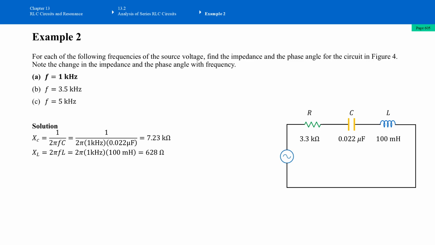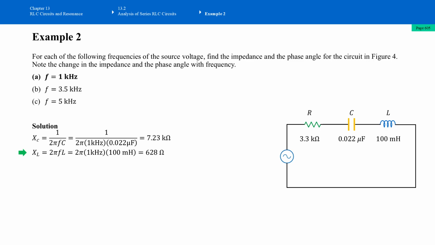Because the capacitance and the inductance are given, where capacitance is 0.022 microfarad and the inductance is 100 millihenry, we can use the reactance formulas to find their reactance. Xc is 1 over 2 pi Fc. Plugging in the numbers, 1 divided by 2 pi, 1 kilohertz, multiplied by 0.022 microfarad, we get a capacitive reactance of 7.23 kiloohms.